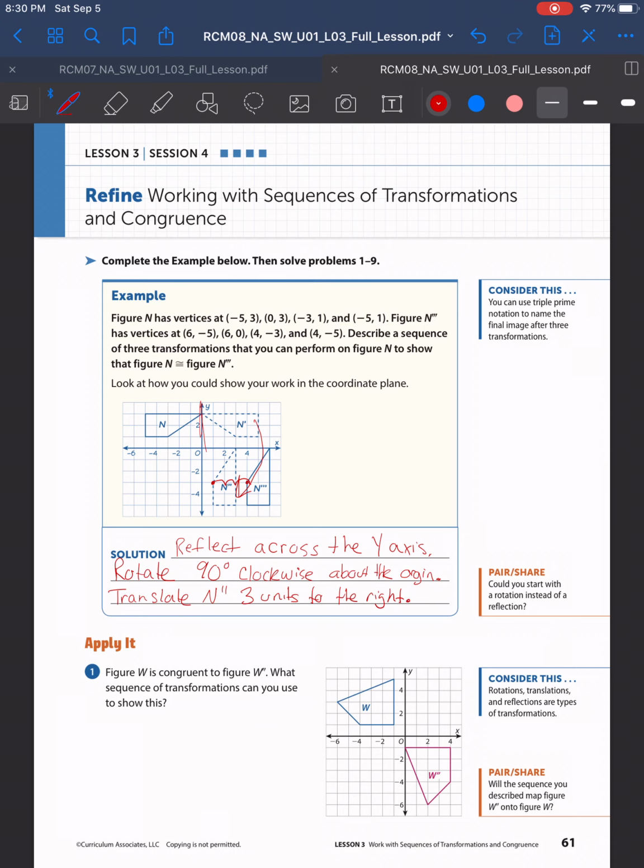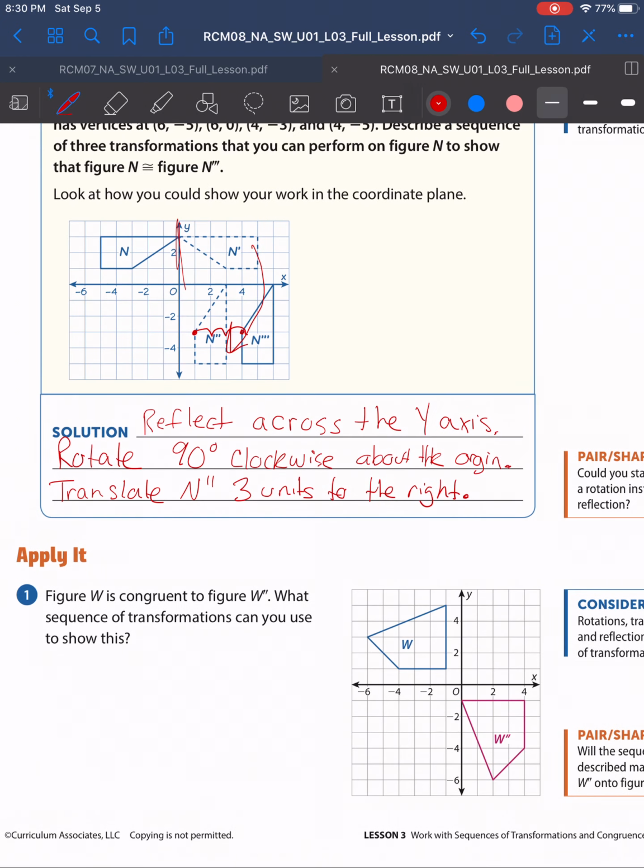Okay, there we go. Number 1, figure W is congruent to figure W double prime. What sequence of transformations can you use to show this? So basically we got to go in there and we got to show what happened to figure W prime. I mean, we got W and W double prime, but where's W prime? So how do you guys think it got from here to here?